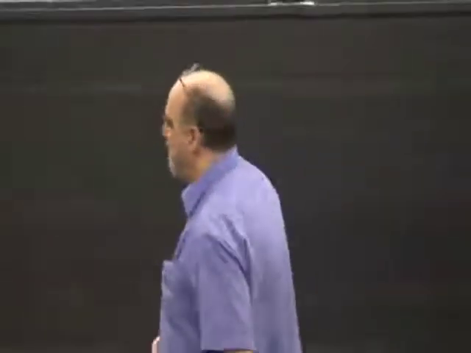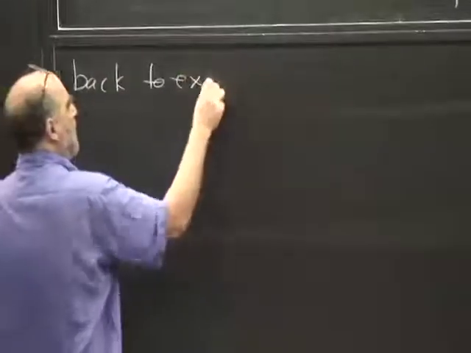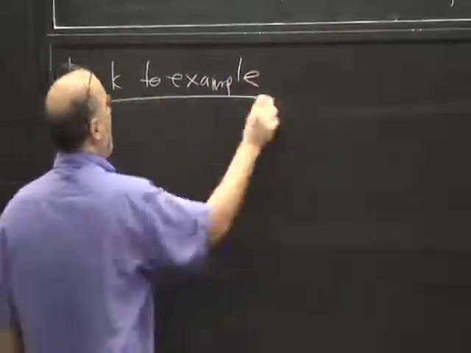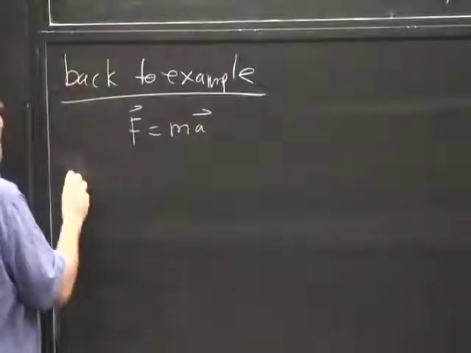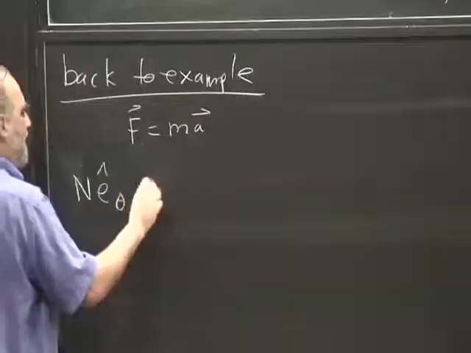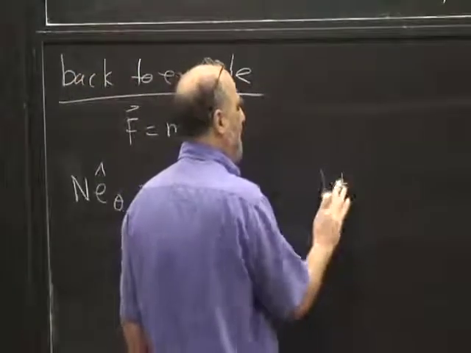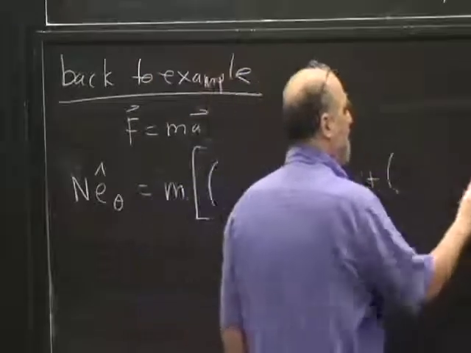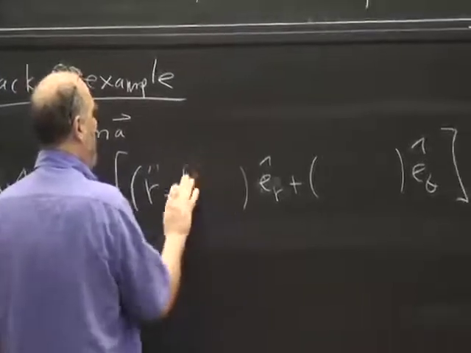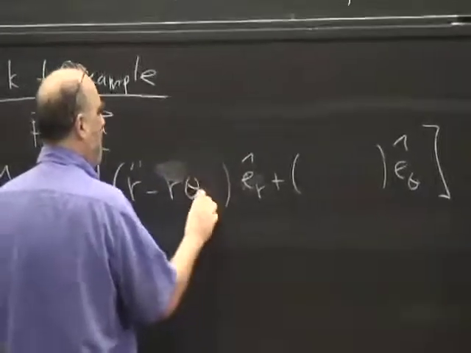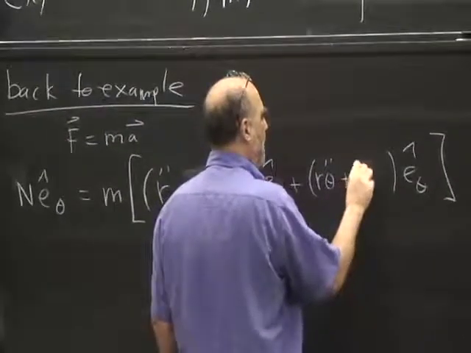Okay, now we have this acceleration formula. Now we go back to our example. So our example, we had F equals ma. And now we'd like to substitute in F as N e_theta is equal to the mass times the acceleration. And now the acceleration has all of these terms in it: e_r plus something times e_theta. The e_r term is r double dot minus r theta dot squared. This e_theta term is r theta double dot plus 2 r dot theta dot.